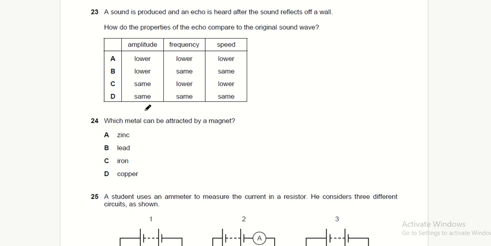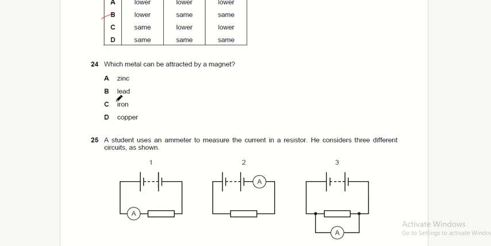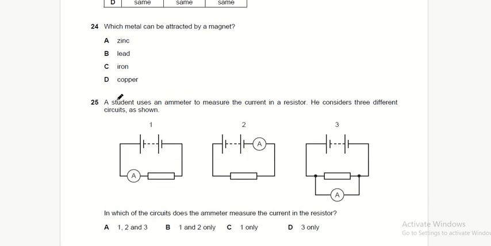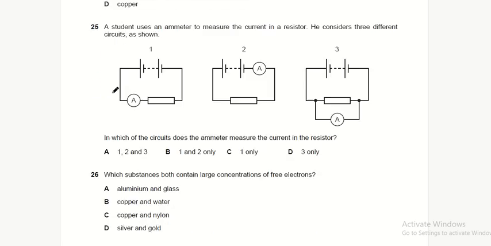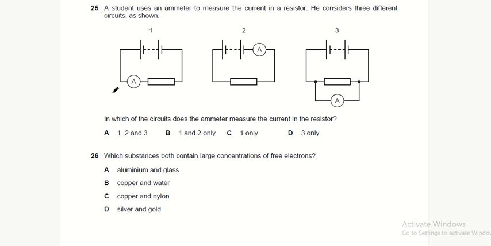As sound reflects, frequency stays the same because the source is the same, and speed stays the same because there is no change in medium. So the only thing that changes is the amplitude, and it is lower. There is an attenuation. Iron is a magnetic material affected by magnets.